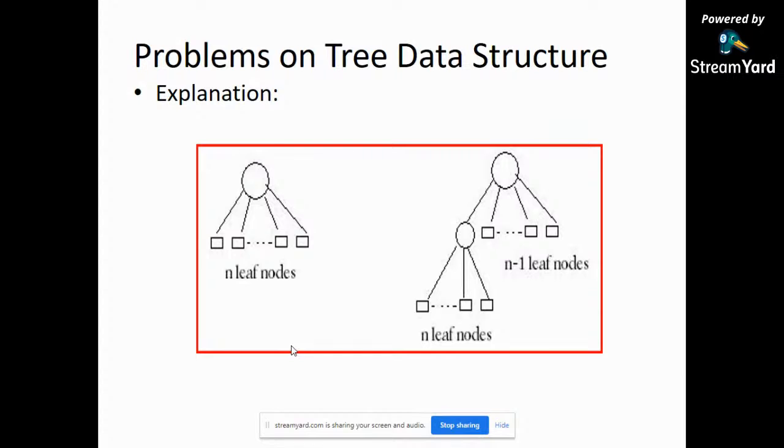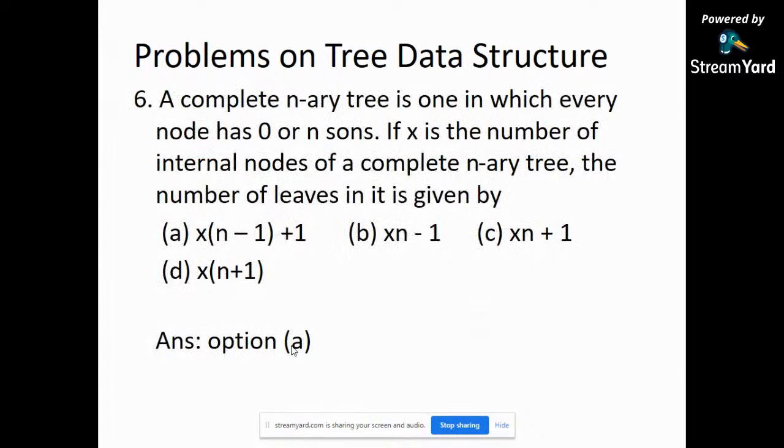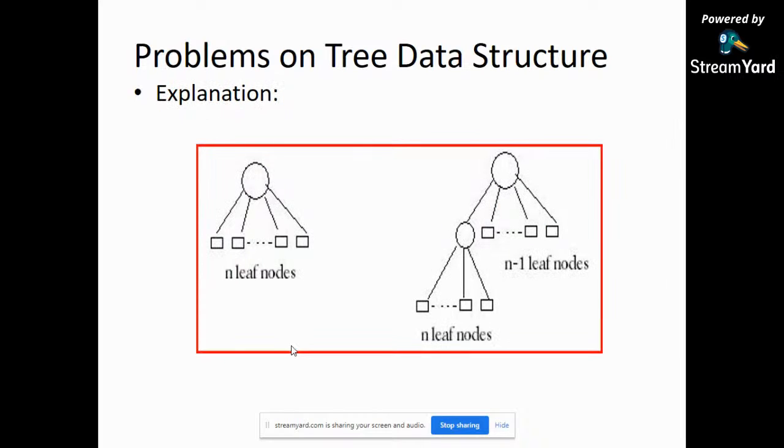The solution for that is given to us. The question is, a complete n-ary tree is one in which every node has 0 or n sons. If x is the number of internal nodes, how many leaves will it have? So here, we have leaf nodes and intermediate nodes.